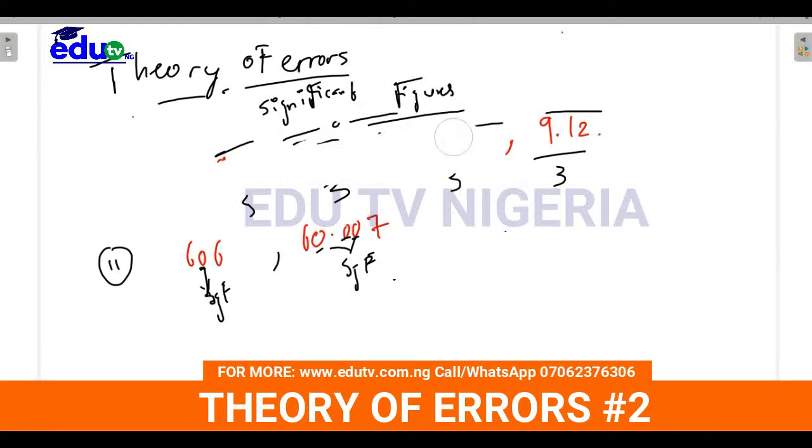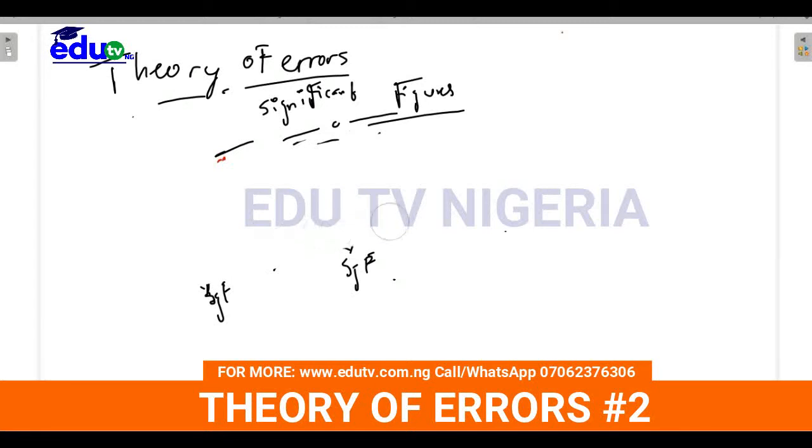Rule number 3 is very interesting. Chemistry is very, very interesting, and you get to love chemistry when you go higher. Rule number 3: terminal zeros ending at the right of the decimal point are significant. Let me give you an example so you understand what I'm saying.